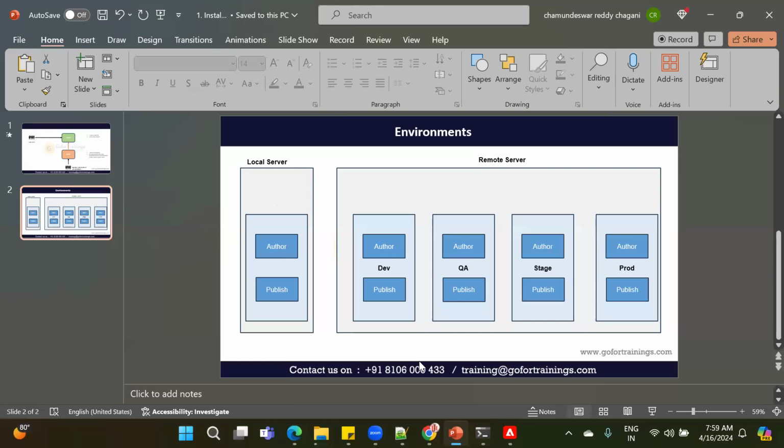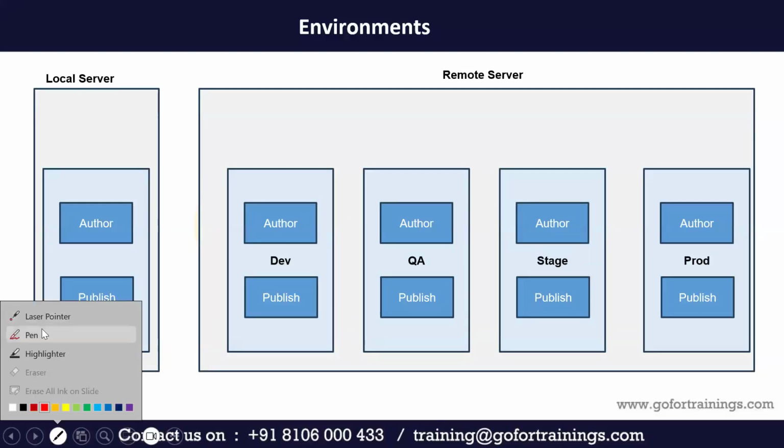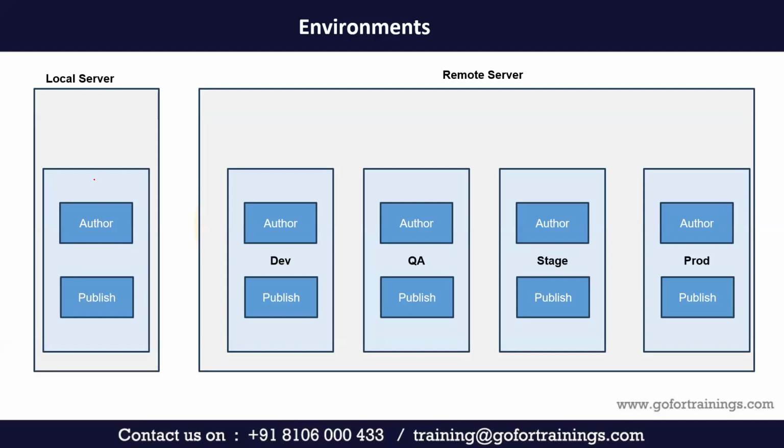In real time, we need different environments, remote as well as local. So this is the high level diagram. While working with any project, you must have the local servers. A local author server and a local publish server are required for development and testing purposes. So these are the local servers. They would be available on your local laptop.